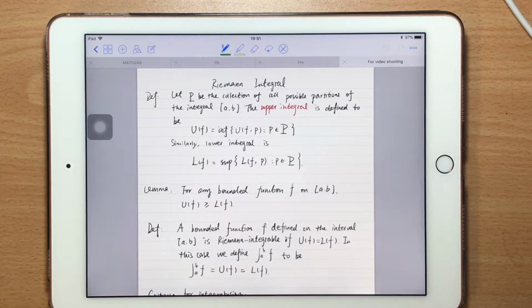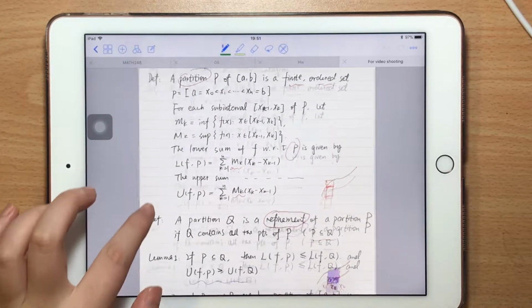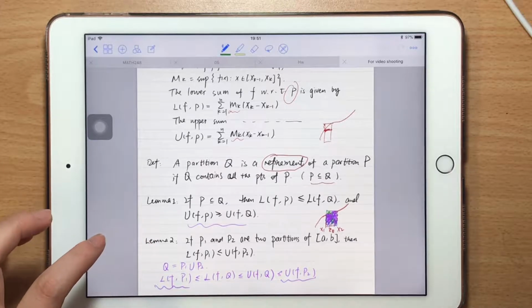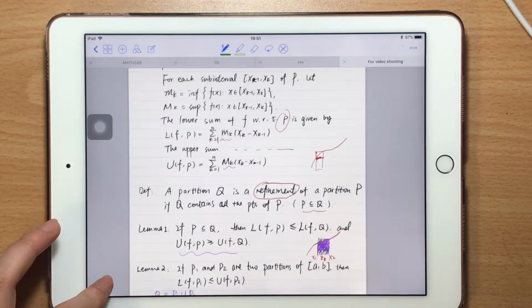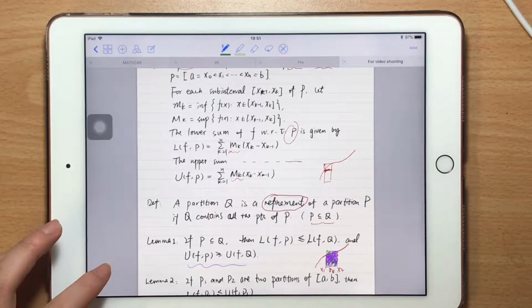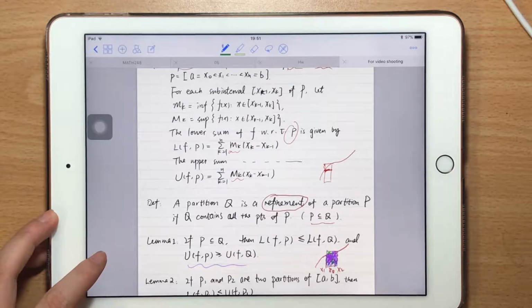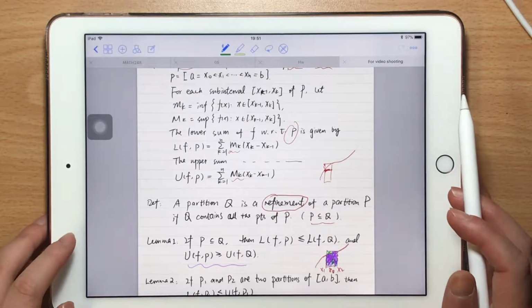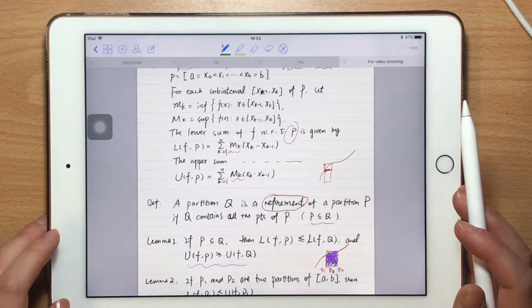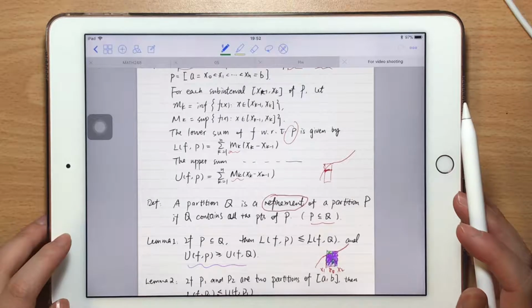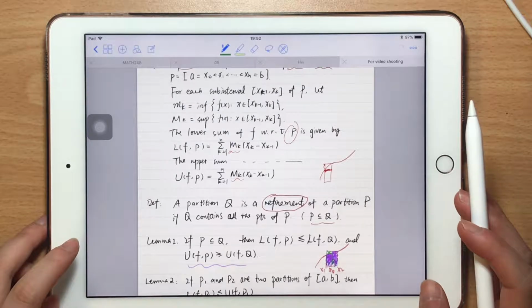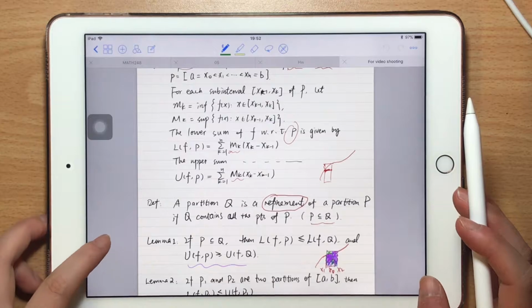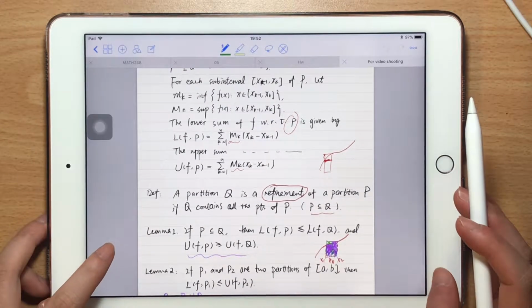So first of all, let's recall the upper and the lower sum. The upper and lower sums are actually related to the partition you choose, right? The lower sum is taking the sum of the infimum value of each interval times the length of that interval, and the upper sum is correspondingly defined.